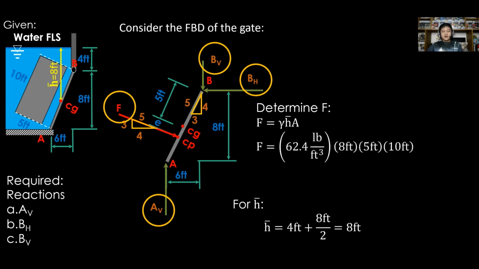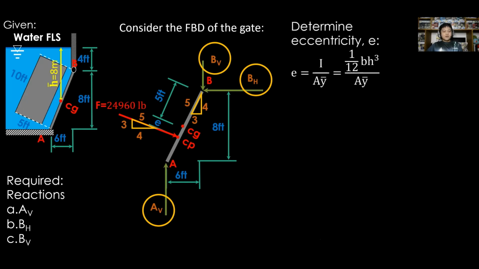Substitute in the equation, we have gamma of water that is 62.4 pounds per cubic foot, multiply to H bar that is 8 feet, then multiply to the actual area of the inclined surface that is base 5 feet, multiply to the total height that is 10 feet. Thus, F is equal to 24,960 pounds.